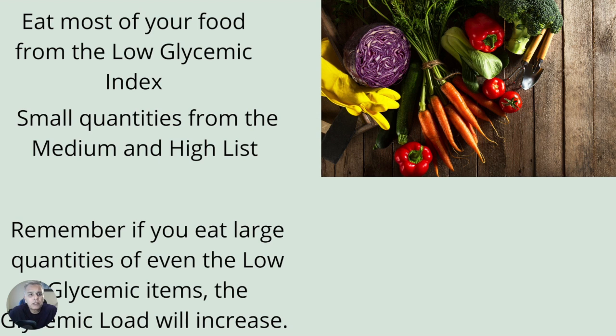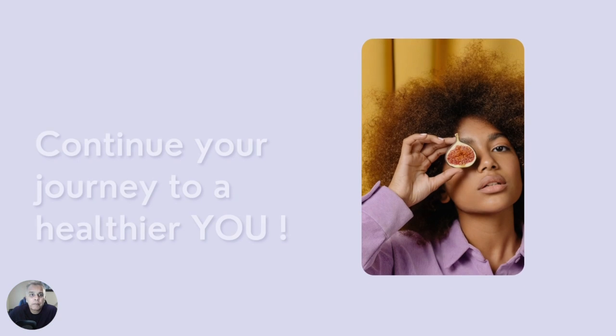So eat most of your food from the low glycemic index and very small quantities from the high index, and go easy on the ones from the medium index. And you have to remember that even if you eat large quantities of low glycemic index foods, you might end up then spiking your blood sugar because of the volume of the food that you're eating that could cause the glycemic load for that meal to be very high.